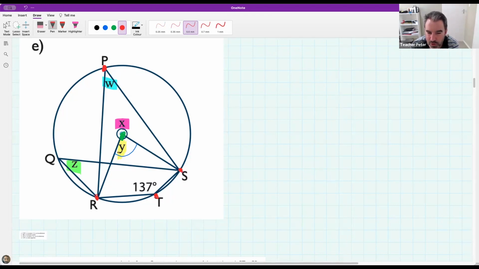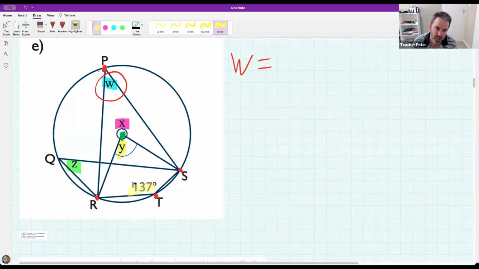So I was also feeling quite drawn to the y, but then I remembered, actually, I think the w will be the easiest one to get first. Yes, so I was going to go for the w first. So who can tell me, what do you think the w is? Because I feel like the w has a relationship with the yellow 137.